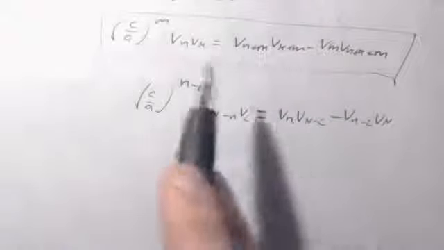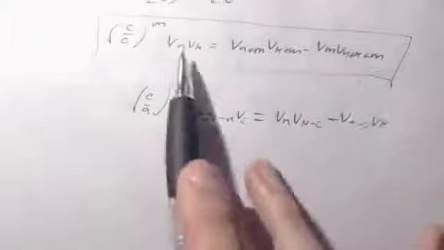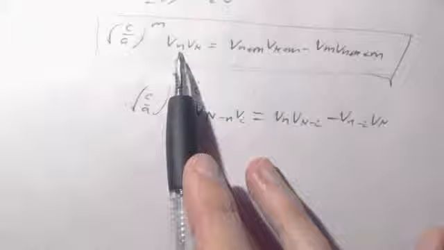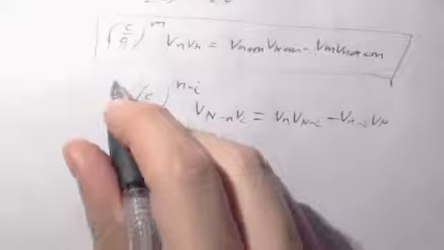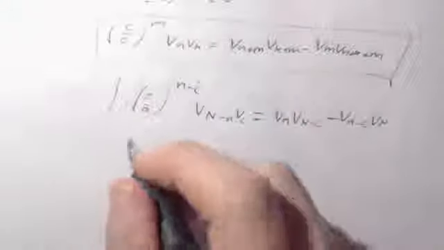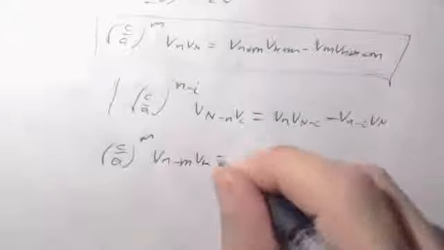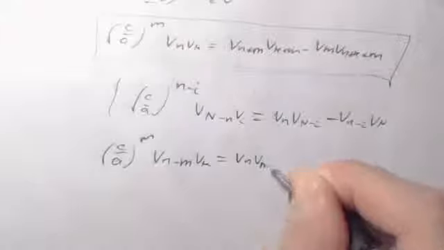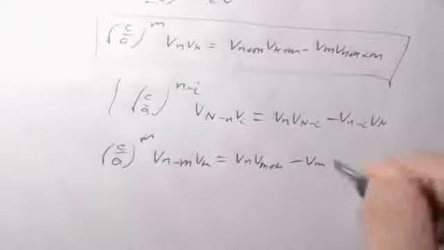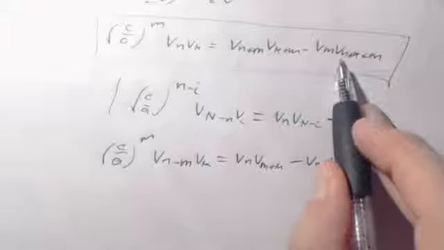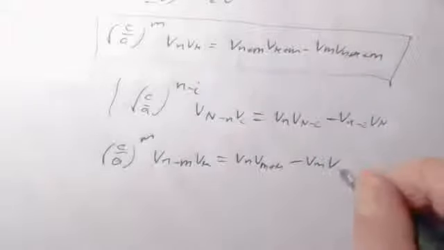So the first thing I'll do, in this equation here, is replace n with n minus m, assuming that n is going to be bigger than or equal to m. So you get c over a to the m times V n minus m Vk equals V n minus m plus m, so just Vn, V m plus k minus Vm V n plus k plus m, but n has now been replaced with n minus m, so it just becomes n plus k.